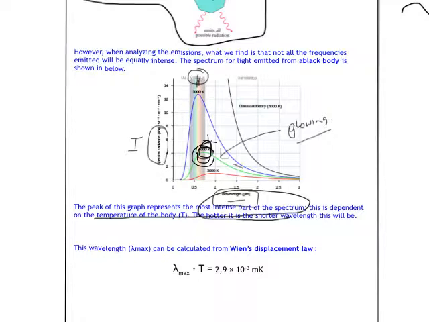This is dependent. Let's finish off with this sentence, if I can. This is dependent on the temperature of the body. The hotter the object, the shorter the wavelength. Now, what does that mean? Well, let me tidy up the graph a second.